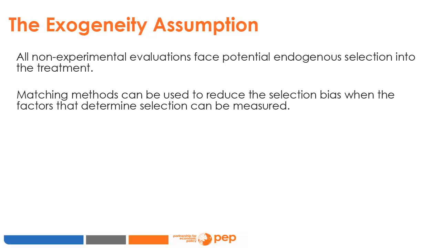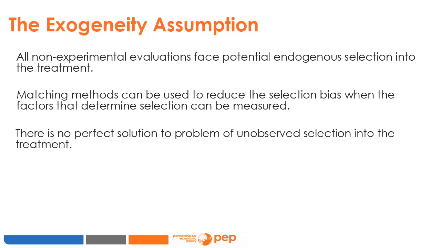Matching methods can be used to reduce the selection bias when the factors that determine selection can be measured accurately and comprehensively. However, there is no single approach that provides the perfect solution to unobserved selection into the treatment. First, accurately controlling for all the characteristics associated with exposure to an intervention is difficult. Second, even when controlling for all observed factors associated with exposure, the analysis is still vulnerable to selection on unobservables.